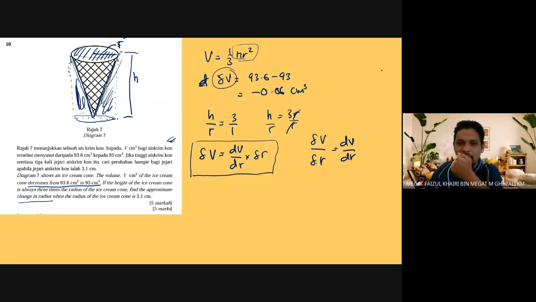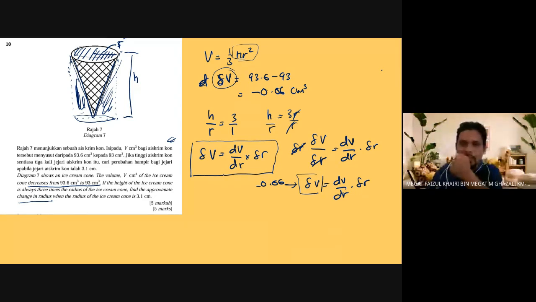So if we multiply this by delta r, delta r is a small change that happens in the volume. So given to us, the change of the volume is negative 0.06 here. Okay, delta V equal to dV/dr times delta r here. So we got this is negative 0.06.